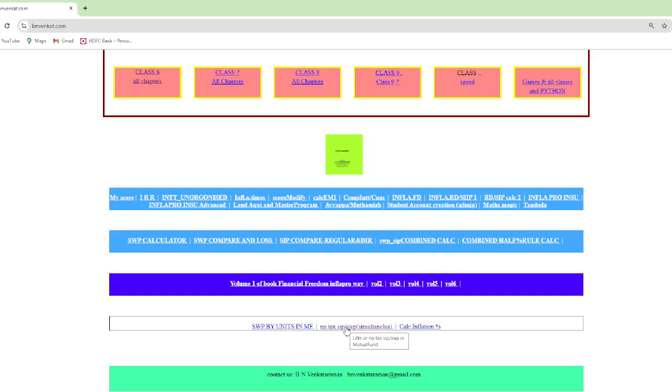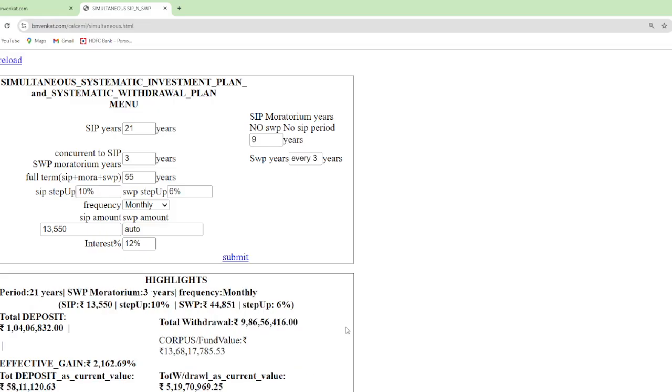No tax liability on SIP, SWP on mutual fund. That is simultaneous SIP, SWP on mutual fund. I'm clicking it. Here, this calculator, the simultaneous systematic investment plan and systematic withdrawal plan menu.